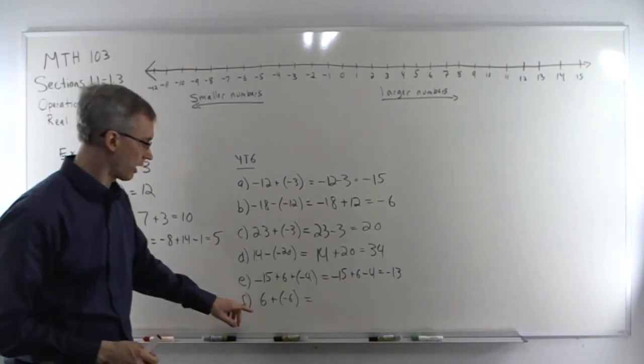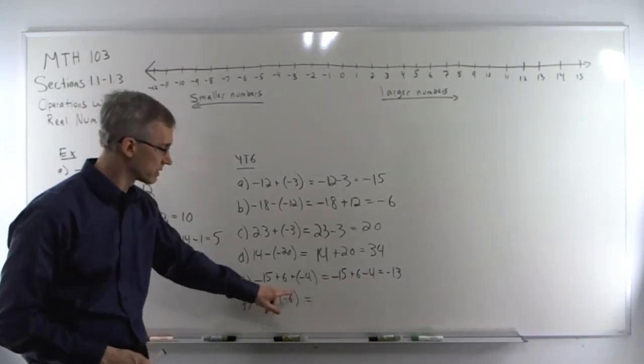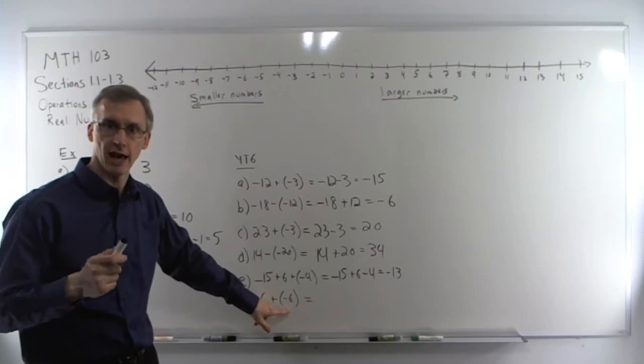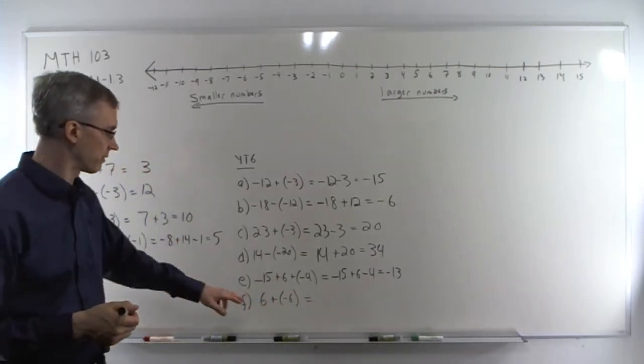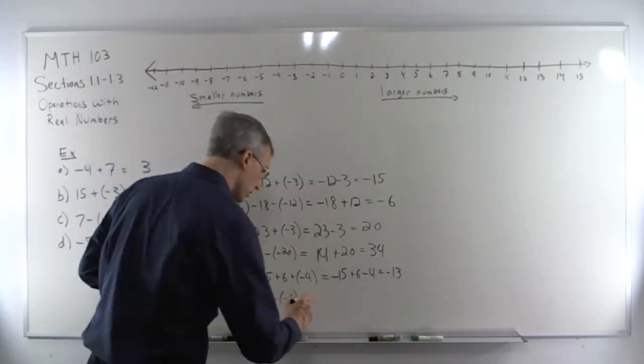And now this one, we're adding a number, and what is this? This is the opposite, or the additive inverse. When we add those two together, we're going to get 0 every time. Anytime you add a number and its additive inverse, we get 0.